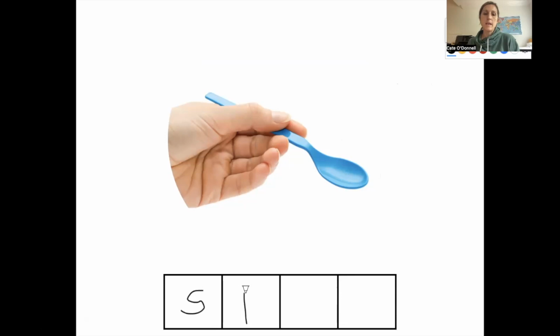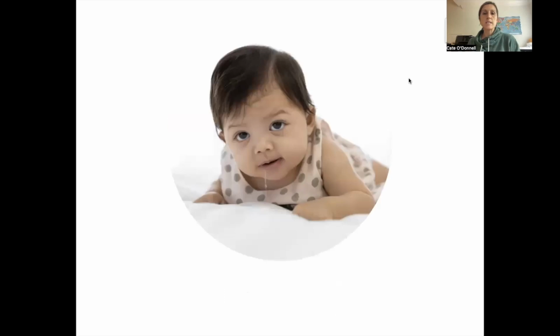The letter P. What's the next sound we hear? Sp. Ooh. Ooh is O-O. What's the last sound you hear in spoon? N. What letter makes the N sound? The letter N. This is how you spell spoon. Okay, we're going to erase that. Go to our next slide.